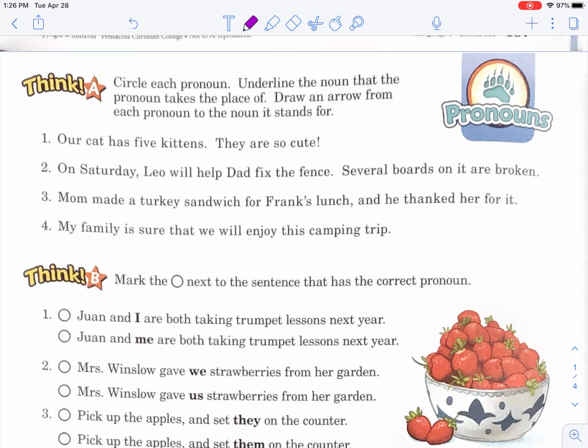We're getting even closer to the end of the book, and we're reviewing all our pronouns. Pronouns take the place of a what? Takes the place of a noun.